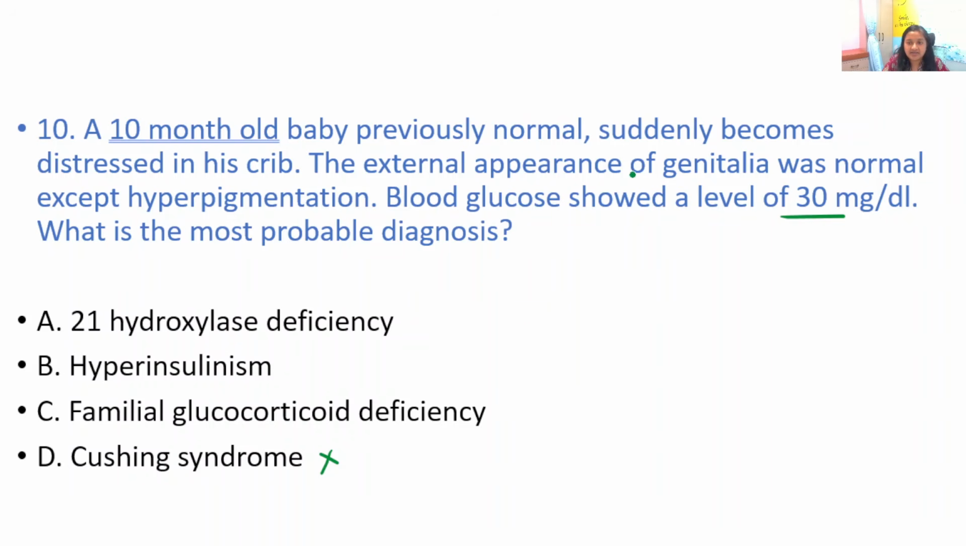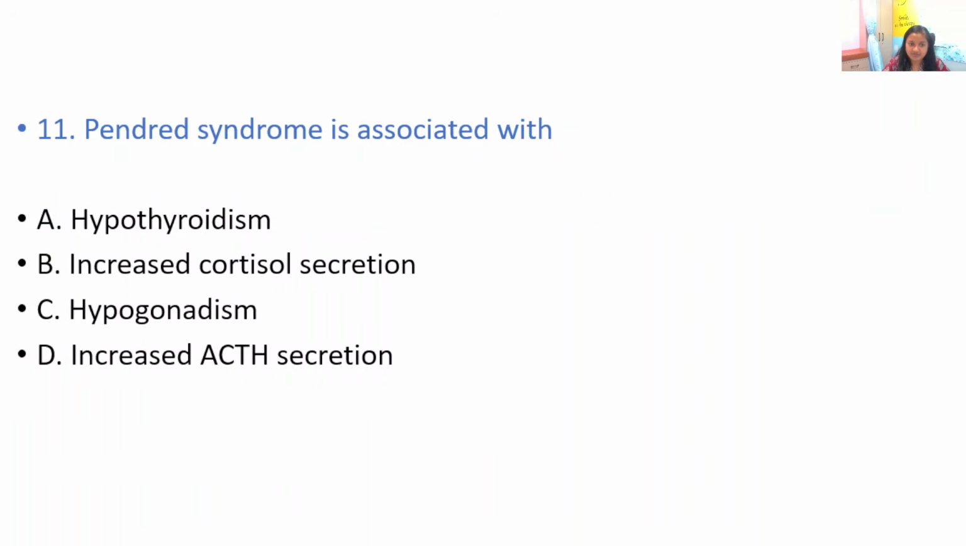Now the genitalia is hyperpigmented, okay, except genitalia is normal but there is hyperpigmentation. Now in familial glucocorticoid deficiency, because of the elevated ACTH, there may be hyperpigmentation of certain parts of the body, and genital hyperpigmentation points towards familial glucocorticoid deficiency. It doesn't fit into the other 2 options, which is hyperinsulinism and 21 hydroxylase deficiency. So your answer here is familial glucocorticoid deficiency.